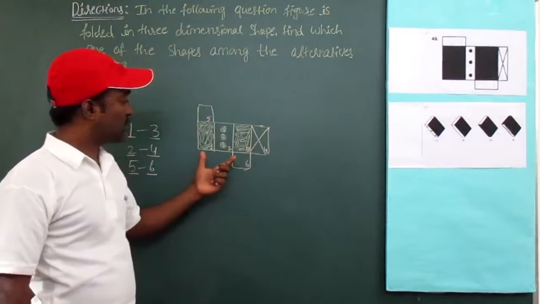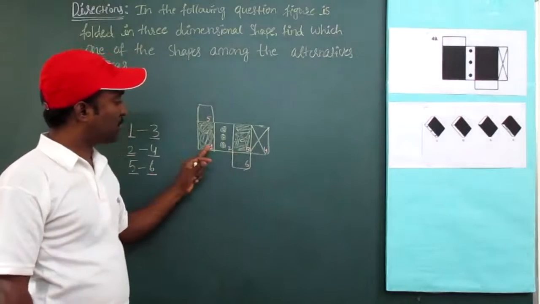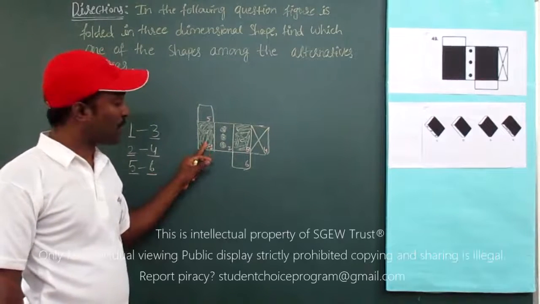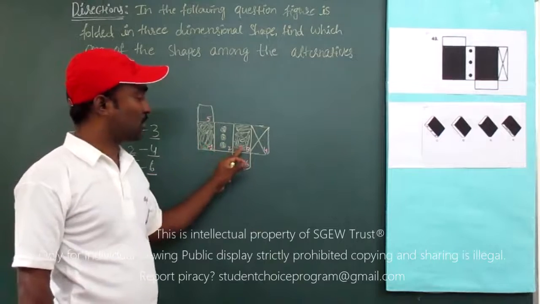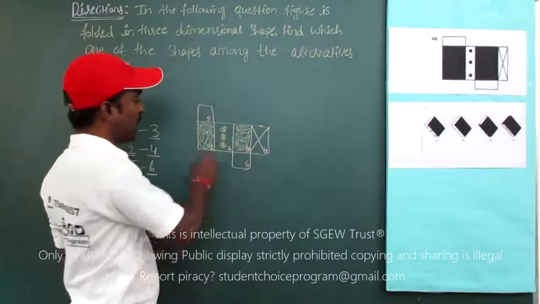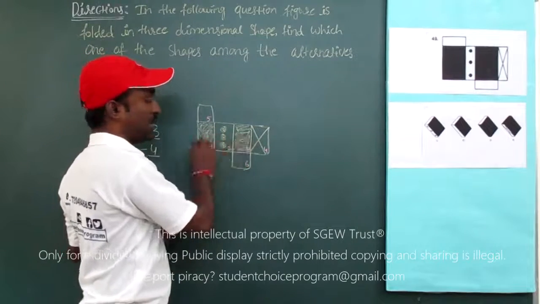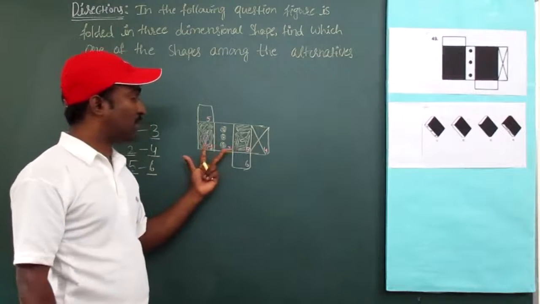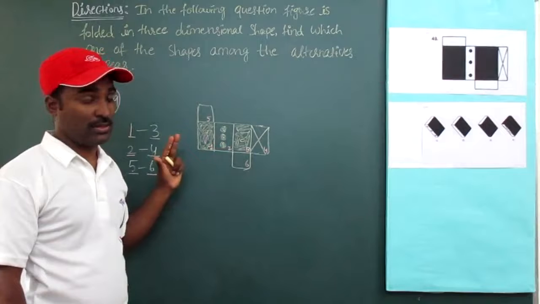So in the drawn figure, I am giving number 1 to this. That means this is the first face. First face should be opposite to third face. That means the dark colored portions are exactly opposite to each other. The faces having dark color are exactly opposite to each other.